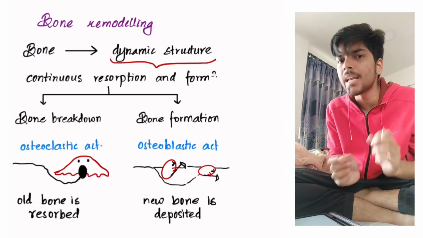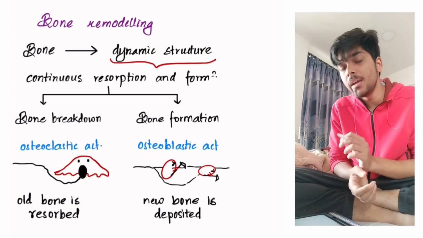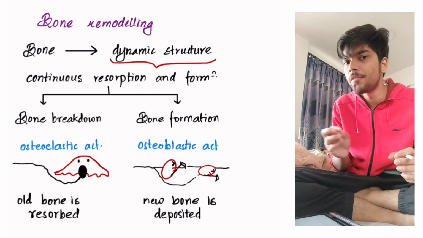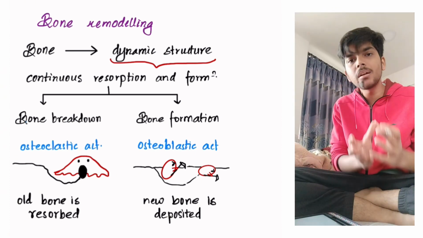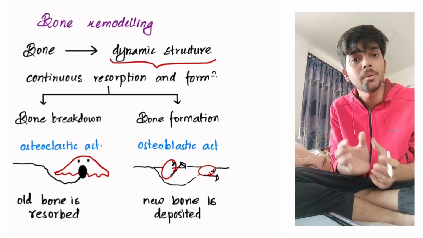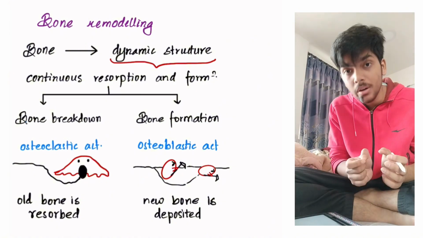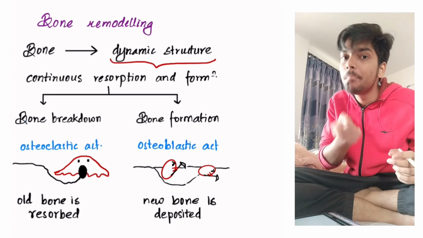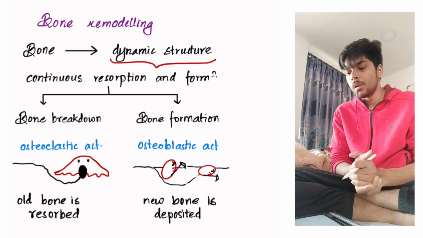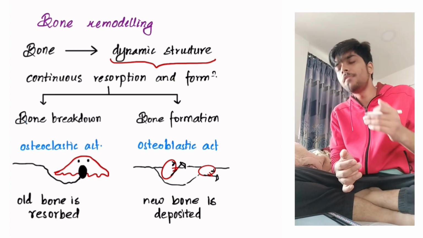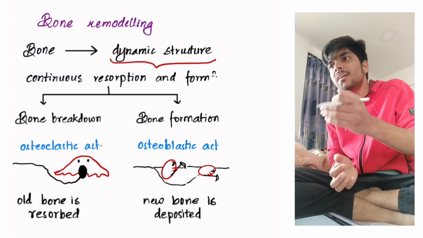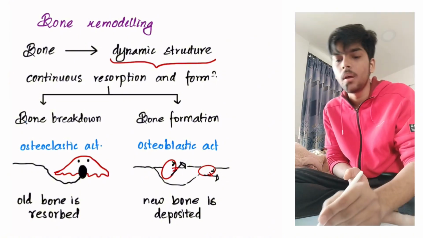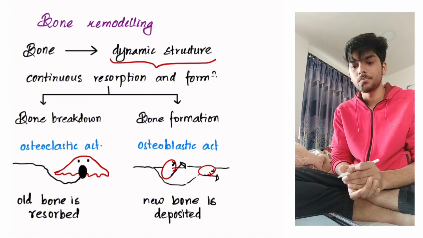Your bone is a dynamic structure. The reason being, your bone continuously goes through the process of breakdown and formation. The old part of the bone, or the part of the bone that has suffered some microfracture, gets broken down. And then the part of the bone that gets broken down gets replaced by new bone. This continuous process of breaking down of old bone and the replacement of old bone by the formation of new bone is what we call bone remodeling.